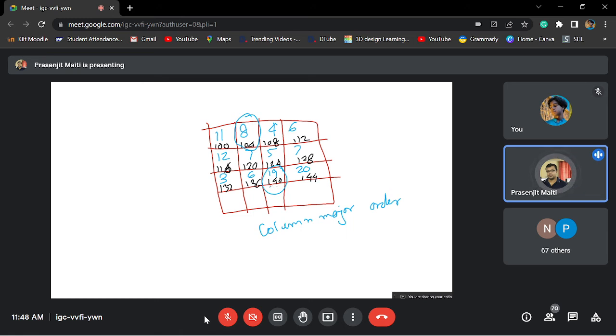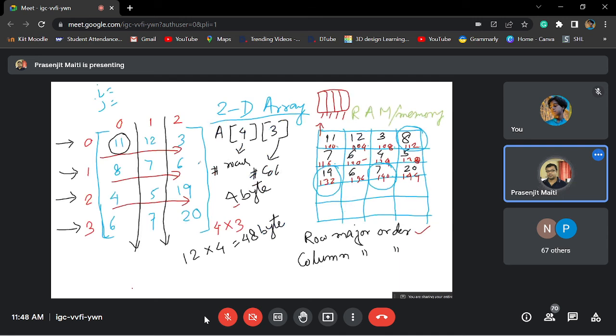So address is different. In the next class we will discuss, suppose one array is given, base address of the array is given. What is the base address of the array? Row major order 100, column major order 100. Base address is always the same. If you store data row wise or column wise, base address is always the same.